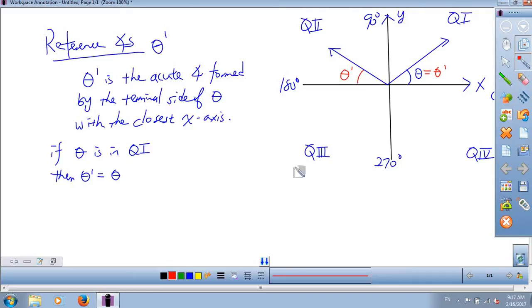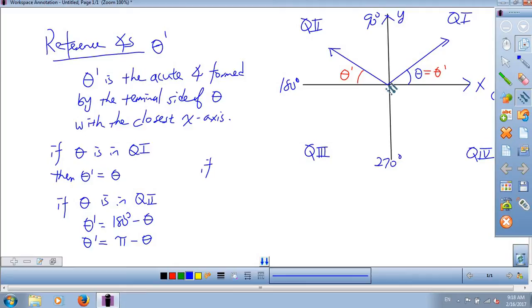So how do we calculate that? If theta is in quadrant 2, as you can see, theta prime is the difference between theta, the terminal side, and 180 degrees. So theta prime is 180 degrees minus theta. Another way to write this is theta prime equals pi minus theta, because 180 degrees is pi. Now, if we're in quadrant 3, however, let's draw a diagram for quadrant 3.